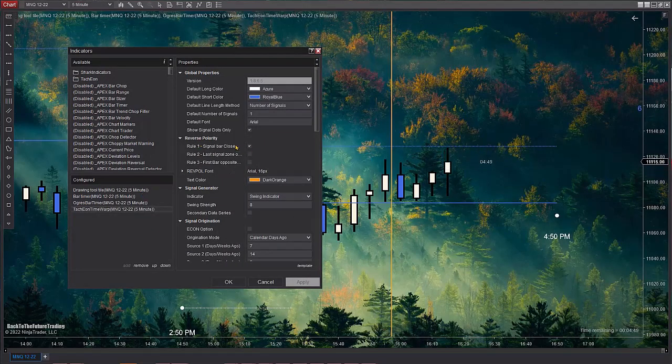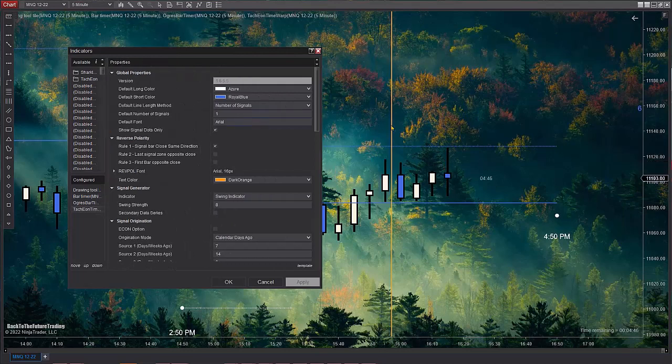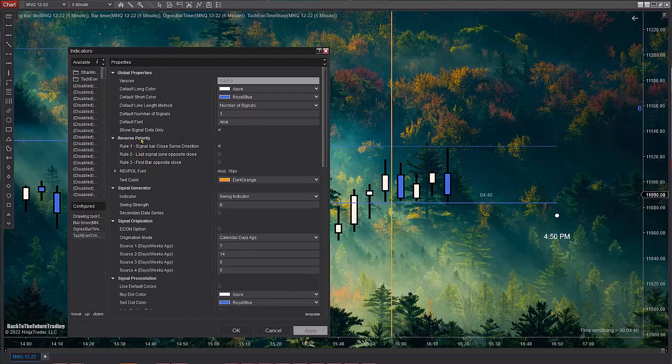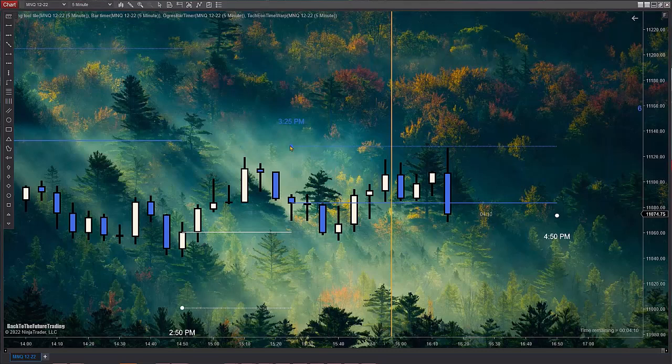I asked Michael during the Aurora presentation that he did a couple of months ago, out of the 3 rules for reverse polarity, which one's your favorite? Because I don't know if anybody's ever tried to use all 3 reverse polarities plus patterns 4, 5, 6, 7, 8, 9. Good luck not driving yourself insane. So I've been trying to simplify, even simpler than the Royal Warp strategy that I teach. And it worked out quite well today. I just used the signal bar close same direction.